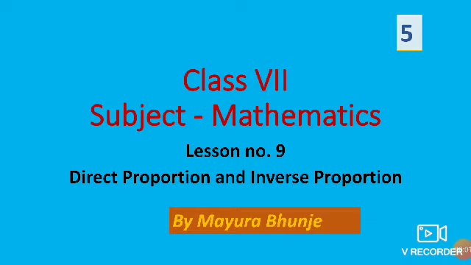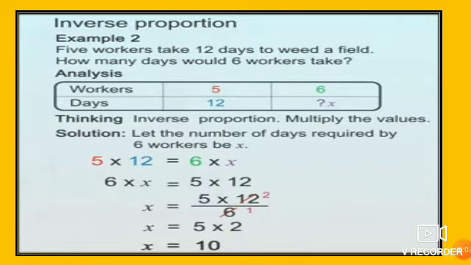Lesson number 9, direct proportion and inverse proportion, part 5. Today we are going to learn about the inverse proportion, how to solve the examples. 5 workers take 12 days to weed a field. How many days would 6 workers take?